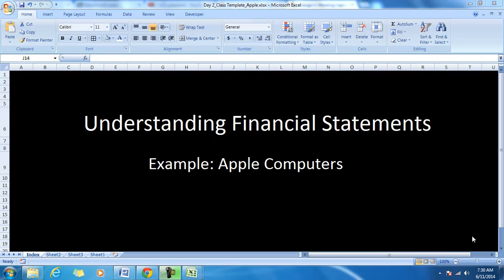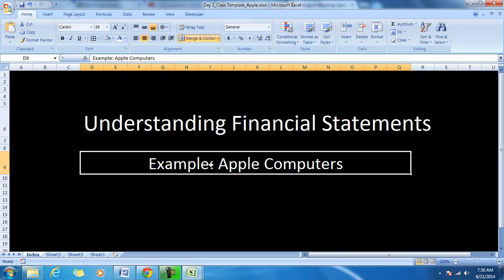Hello and welcome to our discussion on financial statements. We are trying to understand the financial statement as a prelude to undertaking a detailed financial statement analysis, and we're taking the example of Apple computers.